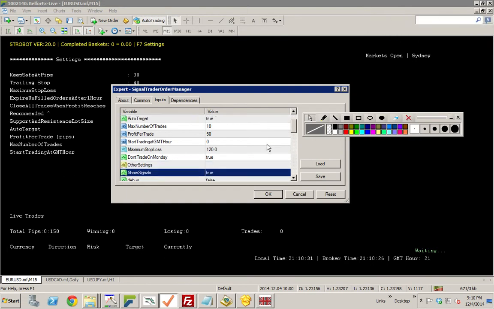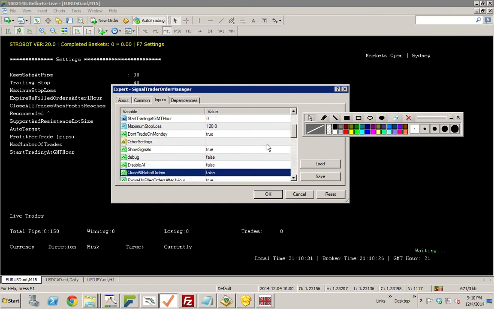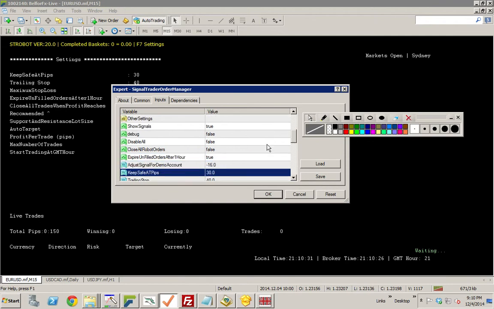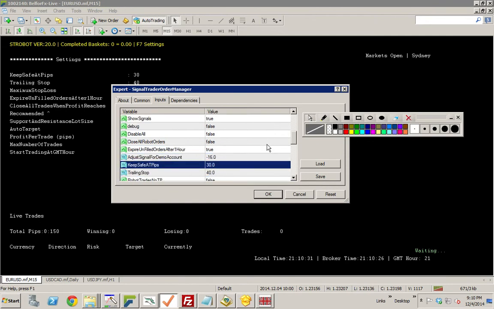Other settings. You can ignore most of this. Keep safe at pips, very important. Basically what happens is when a trade that's on moves 30 pips or more in profit, it will move the stop inside the entry so that trade you can't lose it. If it stops out, it will stop out in profit.